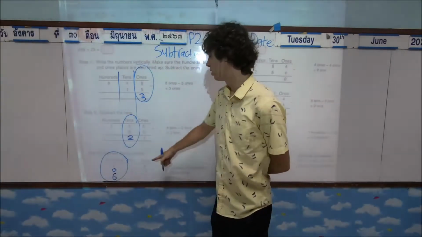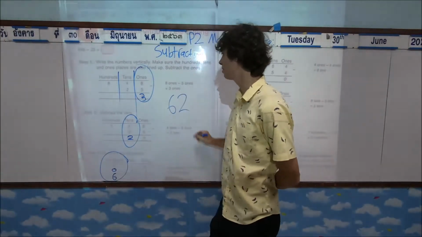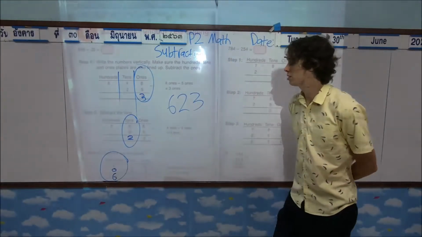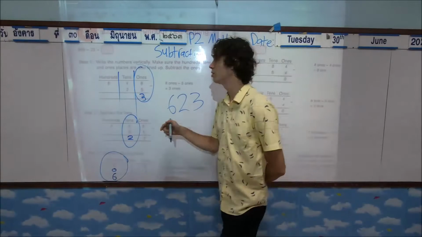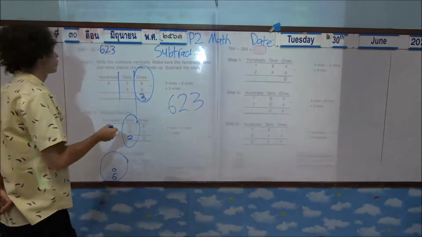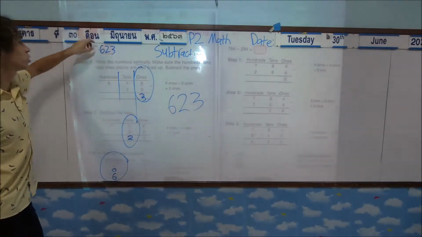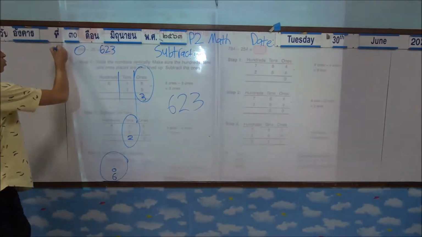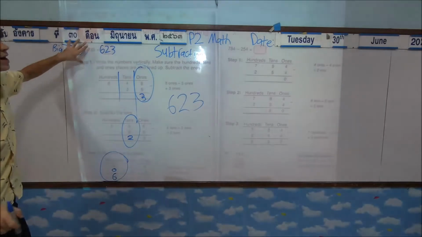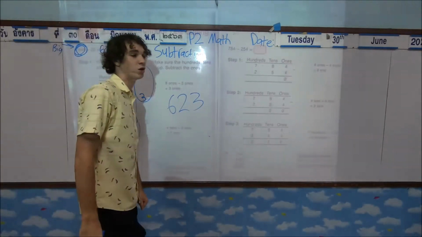So I have 6 hundreds, 2 tens, and 3 ones. My answer, 623. Right? This number should be smaller. This is smaller because we take away. We start with the big number. Every time, this is the big number.